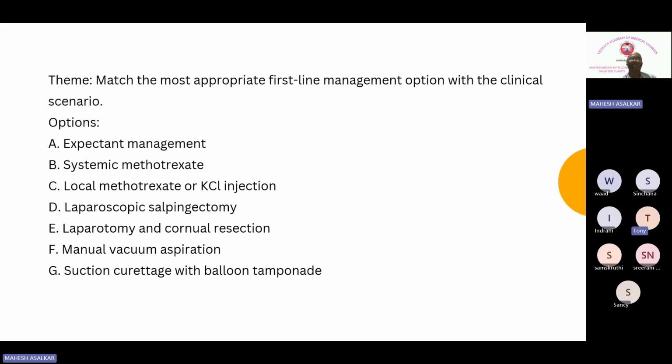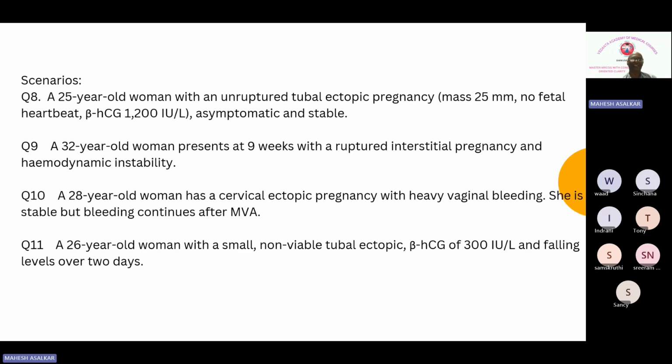Expectant management. Methotrexate. Dr. Singh, let him answer. Dr. Anthony, your turn. What is your answer? Expectant management. You want to go ahead with expectant management? What is the beta hCG for expectant management? Less than 1,000. Up to 1,000 you can consider. But we'll see the discussion answer. Go ahead with the next one.